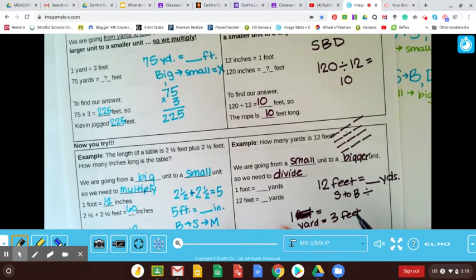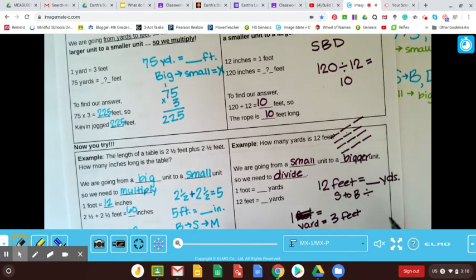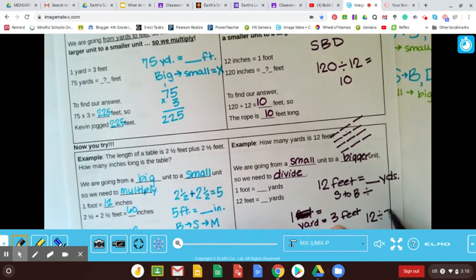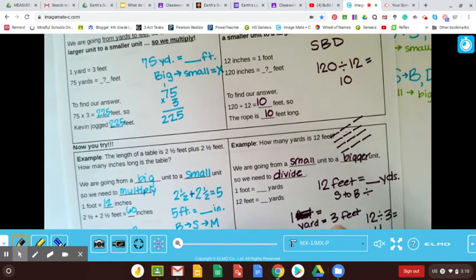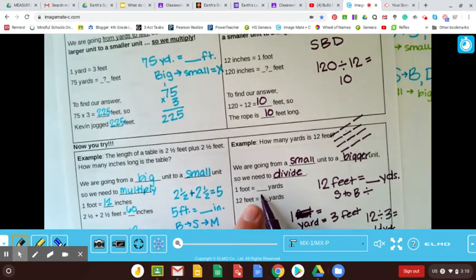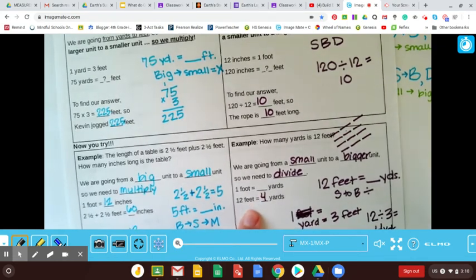So if there's 3 feet in 1 yard, right? How many would there be if we had 12 feet? So we want to divide. We want to say 12 divided by 3, and that is going to give us 4 yards. So 12 feet equals 4 yards.